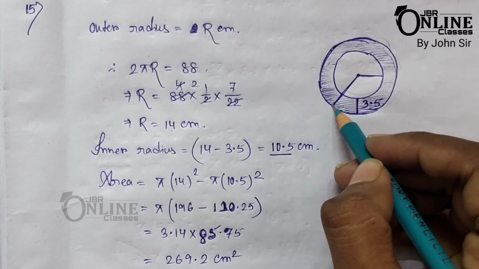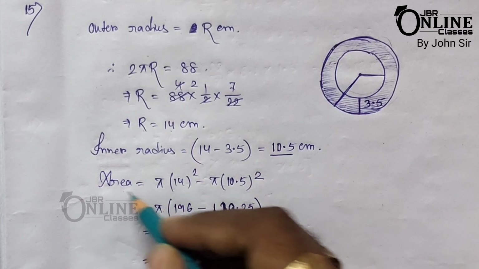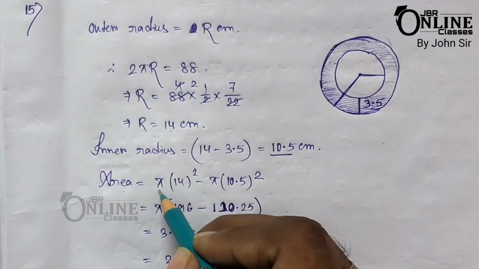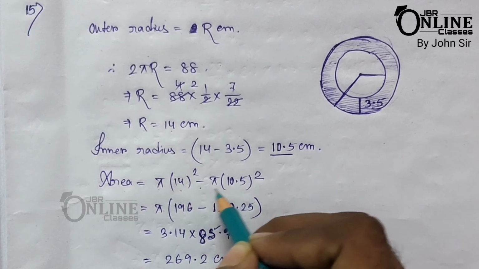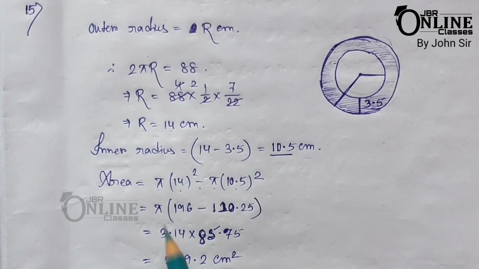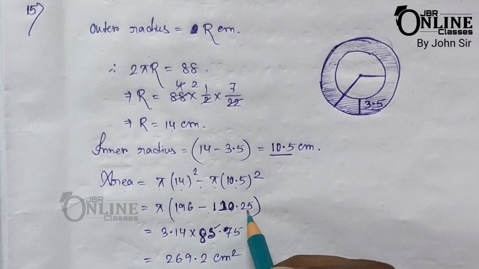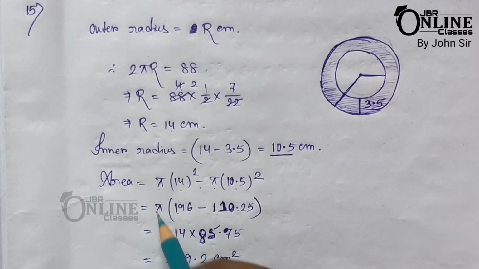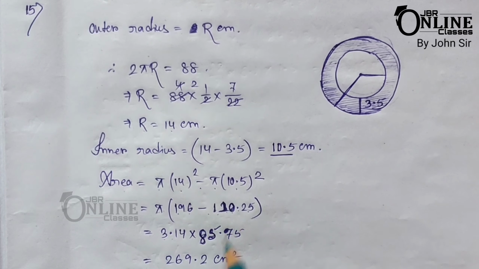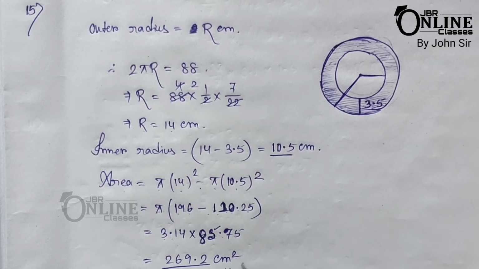So now you know the outer radius, you know the inner radius. So the area of the path will be pi outer radius square minus pi inner radius square. So that is equal to pi into (196 minus 110.25). So taking the value of pi equal to 3.14, and after subtraction 85.75. So final answer is 269.2 centimeters square, approximately.